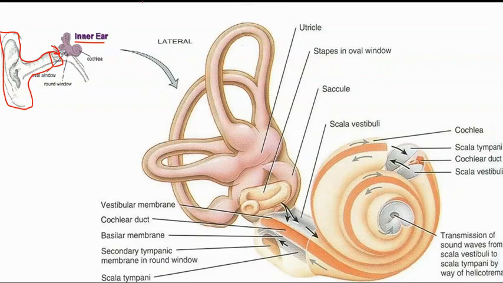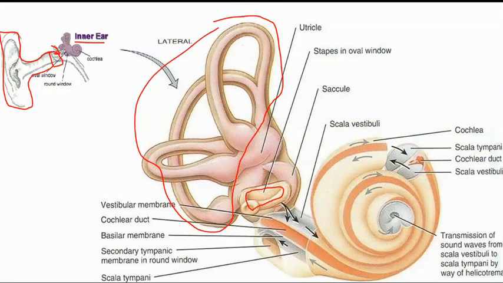And here in this diagram, you can notice the presence of the stapes. This stapes is attached to the oval window, and it is present in the middle ear. The middle ear is filled with air, and the inner ear is filled with fluid. Here you can notice the semicircular canals, which are three in number. These are the semicircular canals, and this portion is called the vestibule, which we will be discussing later.